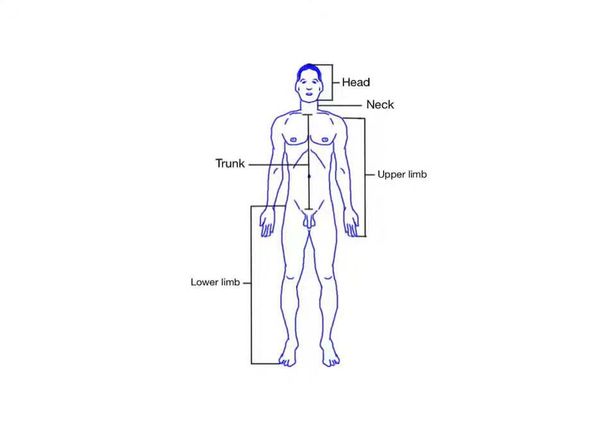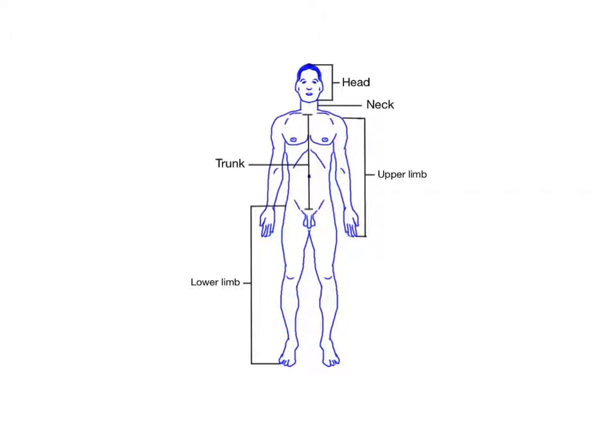The regional names of the body are a major part of the working language of anatomy. We will be using them constantly throughout the course. Regional names are used to describe specific body regions. The primary regions are the head, the neck, the trunk, the upper limbs, and the lower limbs.